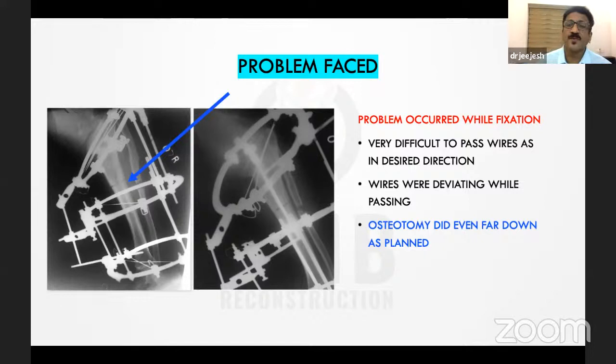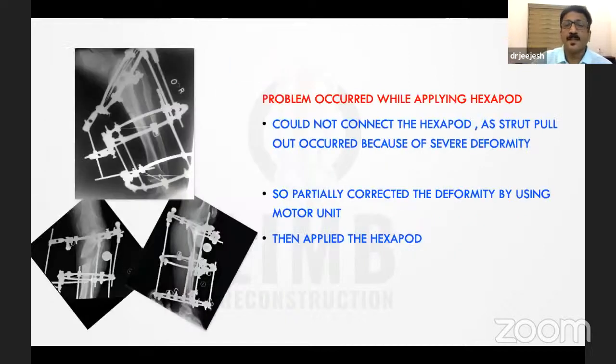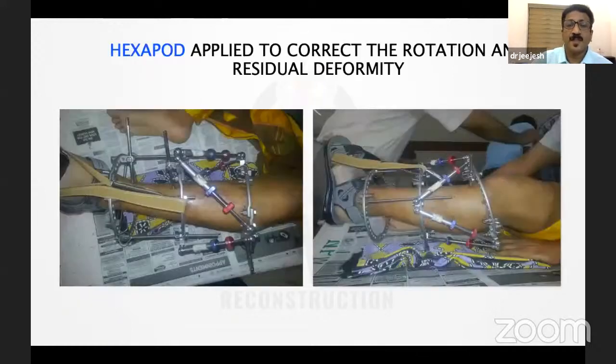Another problem I faced was that it was difficult to pass the wires because of the sclerotic region. The wire was deviating, so somehow I managed this case. After the application of the Ilizarov, I had planned to use the X-support. But I could not apply the X-support struts because of the severe rotation as well as the severe varus deformity, the struts would pull out. So I decided to correct partially first, and then apply the X-support for the residual deformities. So I applied the X-support after the partial correction of the deformity.